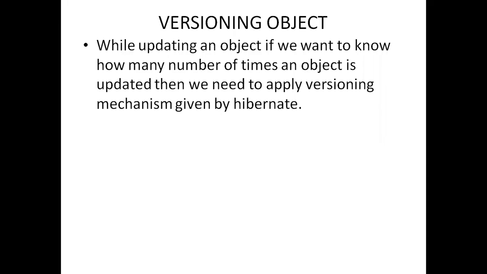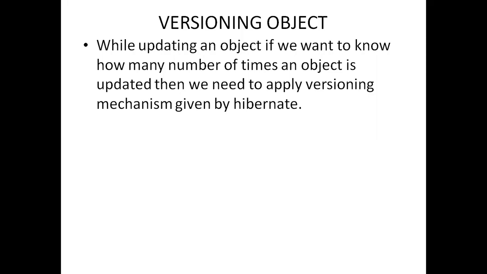If we enable the versioning mechanism, then Hibernate stores the version of the object into the database in a column so that a programmer can come to know easily about the number of times an object got updated. In versioning, Hibernate will assign the version number 0 when the object gets inserted and then increments it by 1 when our object gets updated or modified.